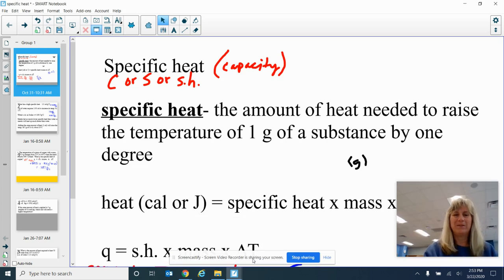Hello, today we're going to talk about specific heat. So let's go to the notes. You have the notes on Canvas, and you can follow along with me now.